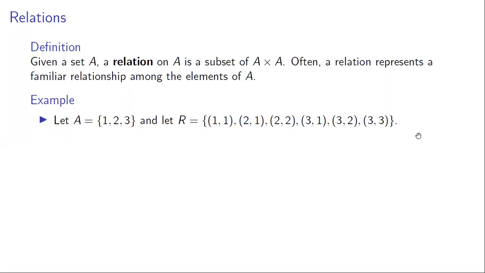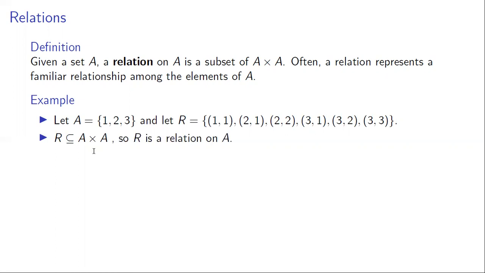And now R is not the same thing as A cross A in this case, but R is going to be a relation. So notice R is a subset of A cross A. So A cross A is the set of all possible ordered pairs made from the elements of A. So this doesn't include all possibilities. For example, we don't have the ordered pair 1, 3. That's not in R. But R is at least a subset of A cross A. Every element of R is also an element of A cross A.